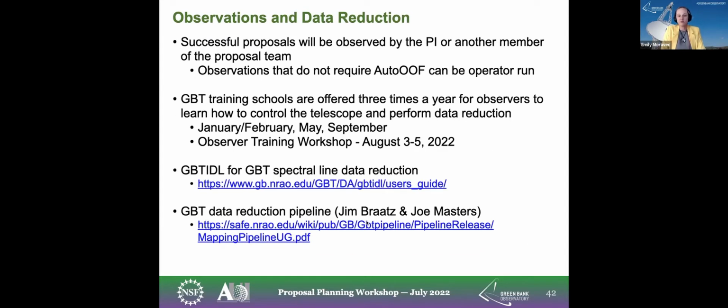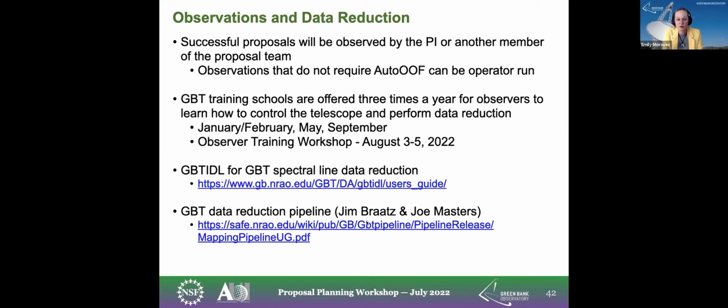And okay, let's say you get time on the GBT. Yay, exciting. So your successful proposals will be observed by either the PI or another member of the proposal team. So there are a couple different options. First of all, you'll need to send someone to the observer training workshop to be able to observe remotely. It would be great if you could send several, so there isn't always just one observer.